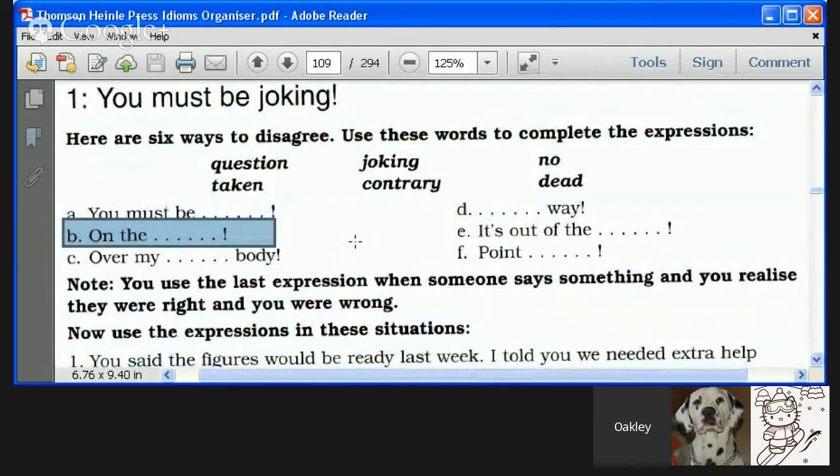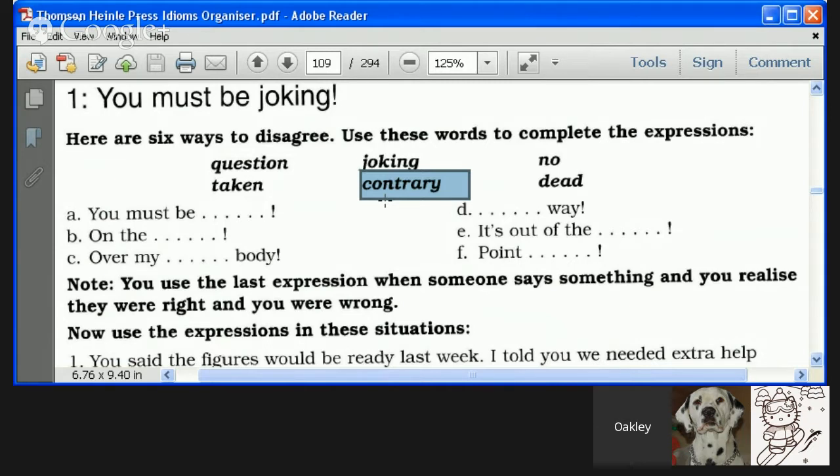On the contrary. Why would we say this exclamation? And it is an exclamation. Why would we say this? On the contrary. For what reason would we say this?